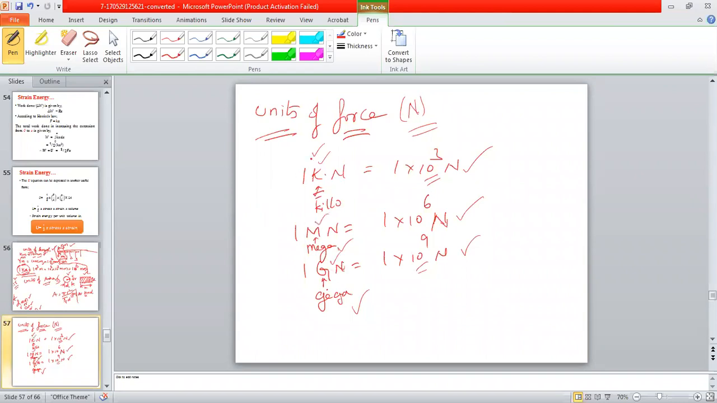In the problems we solve, the load on the component will sometimes be given in kilonewtons, sometimes in meganewtons, sometimes in giganewtons. So according to our problem, we need to consider the load, and we need to convert the load into only newtons.